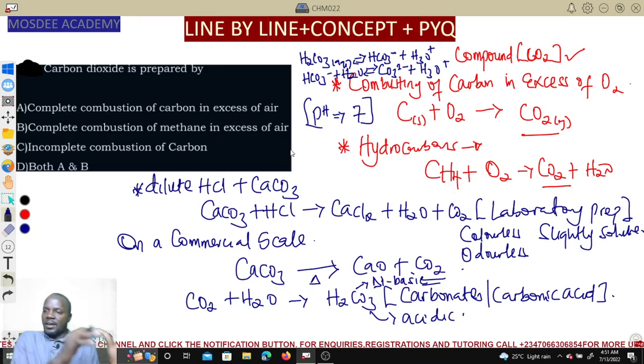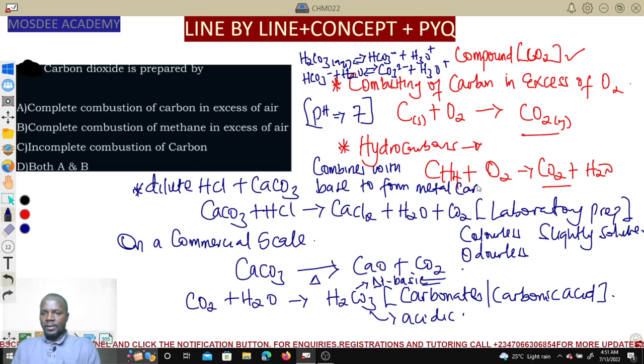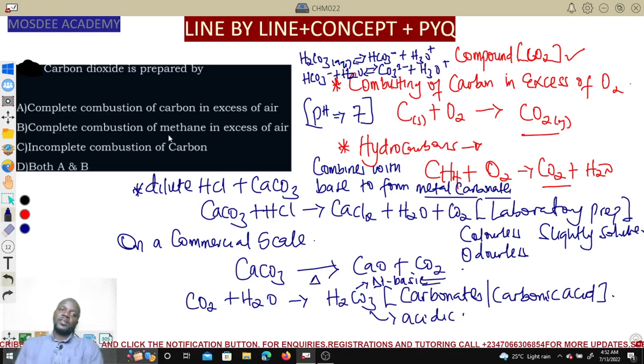So note that it's an acidic oxide, dibasic, which combines with base to form metal carbonate. That's another reaction, because you can say metal plus CO2 will give this charge. Now, carbon monoxide is prepared by, this is correct. Both A and B are correct, either from hydrocarbon or from a limited supply of oxygen.